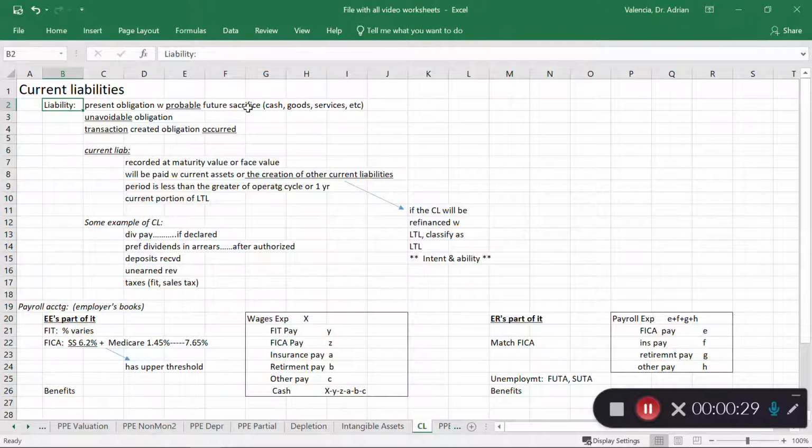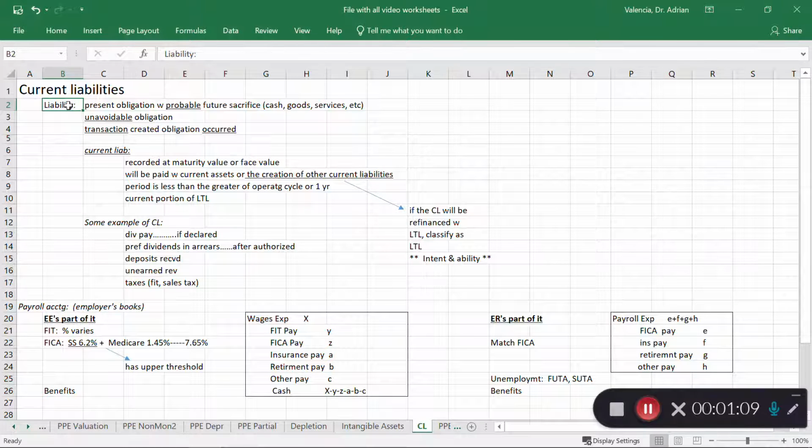And that sacrifice is generally in the form of cash, but it can also be in the form of goods or services. And for purposes of identifying an actual liability, this idea of probable, it's an idea of probability, is very important. Also, the second requirement is that it be unavoidable. You cannot get away from paying this liability. And finally, the third item is that the transaction has occurred already. So if all three of these are met, then you have by definition a liability per GAAP purposes.